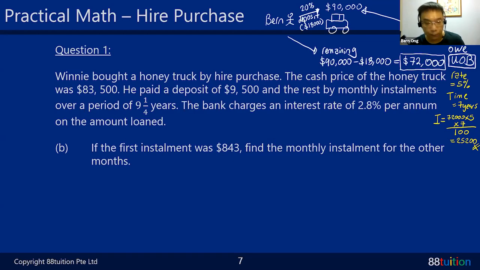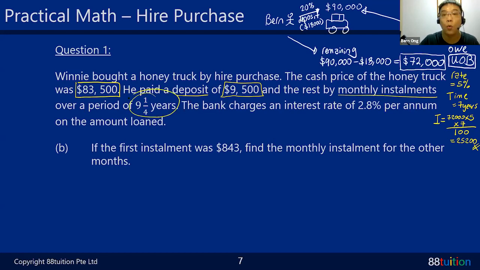Let's take a look at Winnie the Pooh. Winnie bought a honey truck by hire purchase. The cash price of the truck is 83,500. If you have 83,500, bam, give you, I take the whole truck. But Winnie doesn't have the money. So Winnie paid $9,500 as a deposit, and the rest by monthly installment for 9 1/4 years.